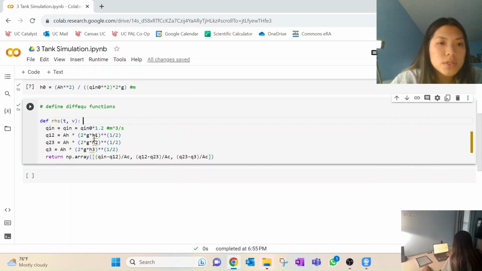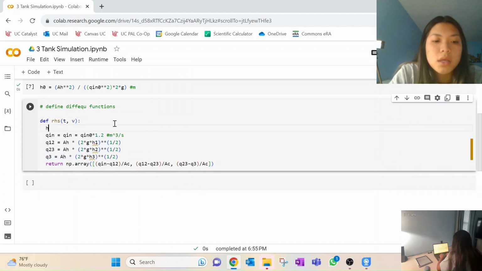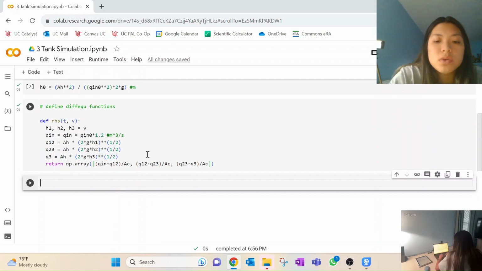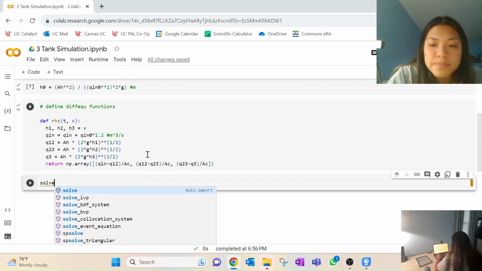So now what we need to do, as you can see here, these values are highlighted because they're not defined. We need to unpack it. So height 1, height 2, and height 3 are going to come from the v, which is the vector that we defined. And now what we can do is we can actually do the solve IVP.